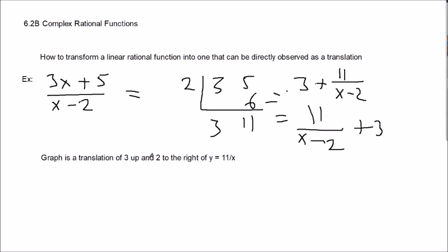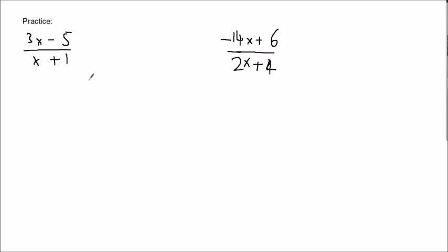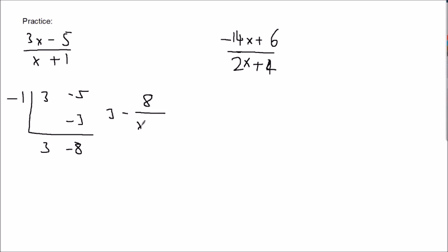The graph is a translation of 3 up and 2 to the right, because the x minus 2 is the left and right, and the plus 3 at the end of the function is the up and down. So let's do some practice. 3x minus 5 over x plus 1. Let's do the synthetic division. It's x plus 1, so the root of x plus 1 is -1. Gotta put -1 down there. Put the 3 down. -3, -5, -8. So then we have 3 minus 8 over x plus 1.